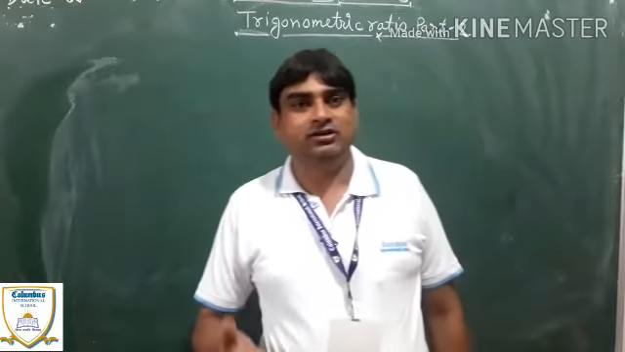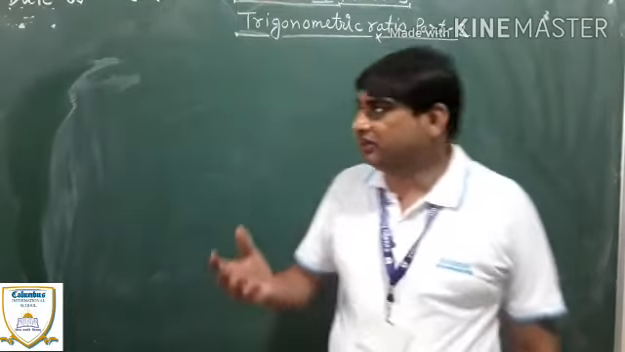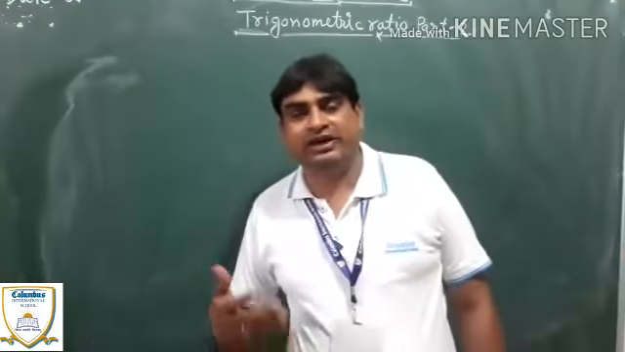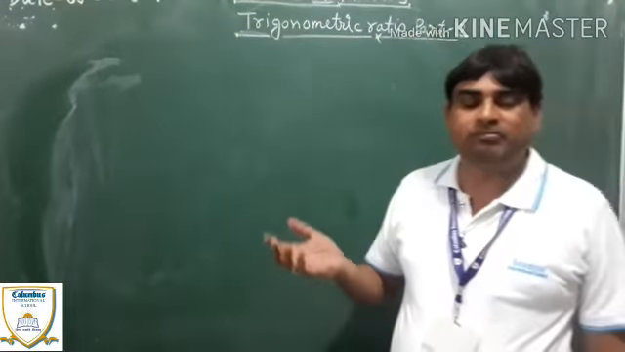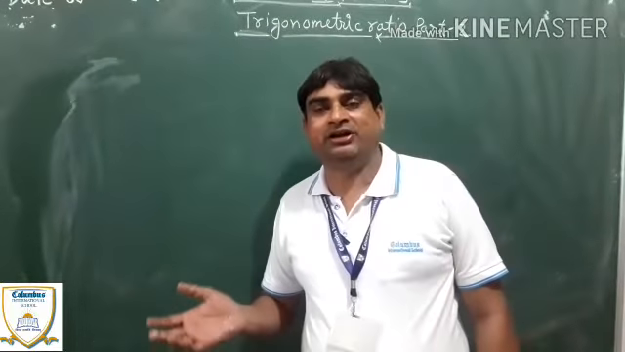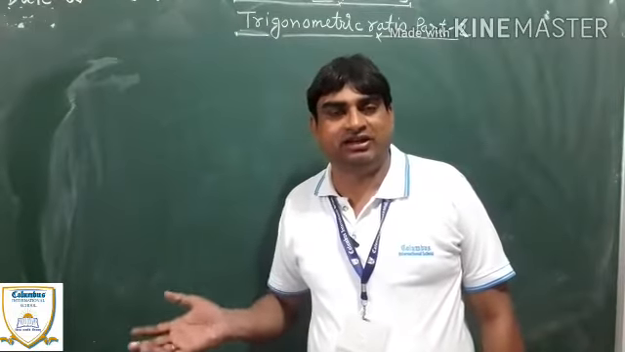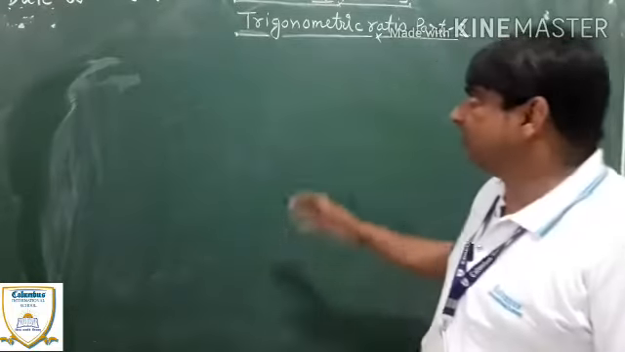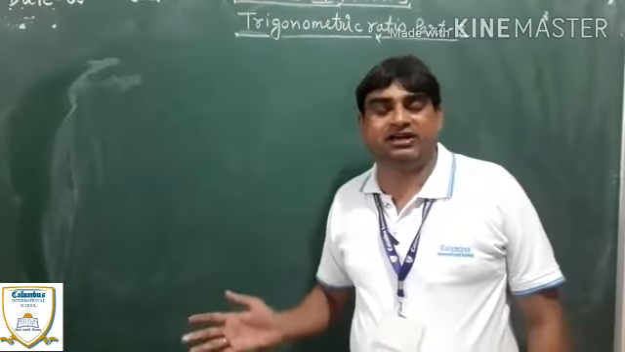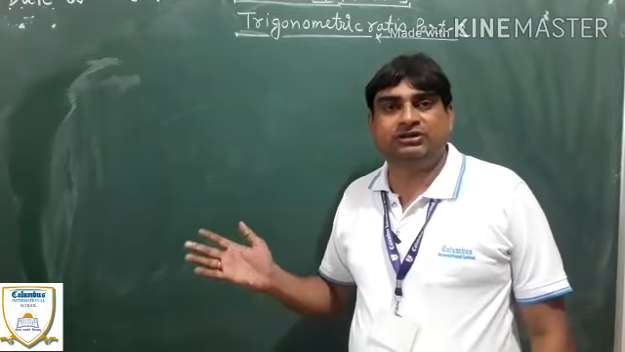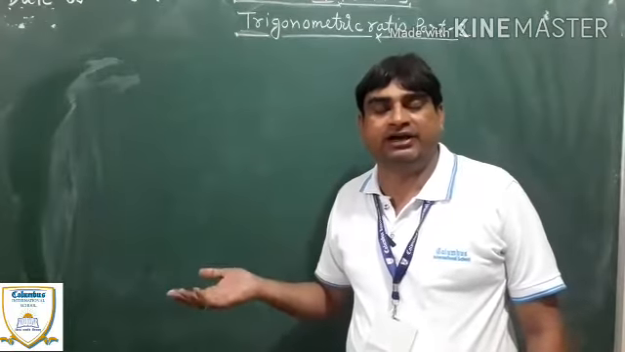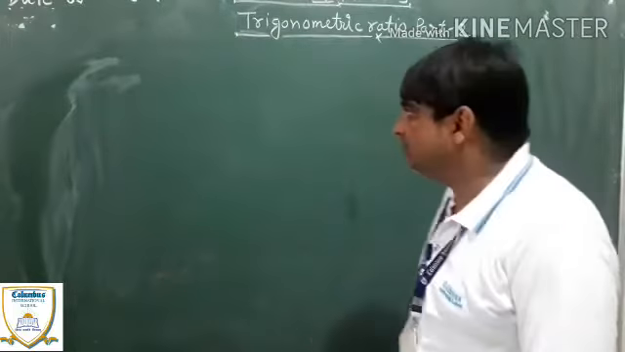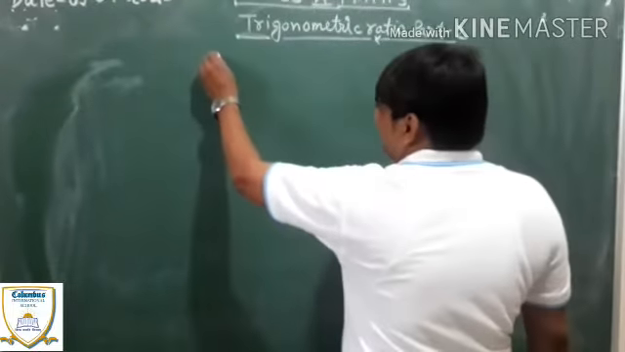Today we are going to discuss trigonometric ratio part 2. Already we have discussed the previous lecture. Trigonometric ratio is the relation between sides and angles. Today we will discuss how you can find the trigonometric ratio with the help of a right angle triangle.